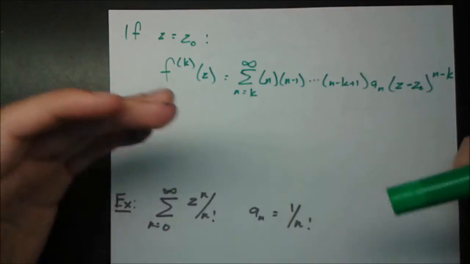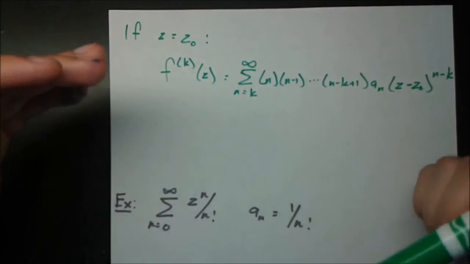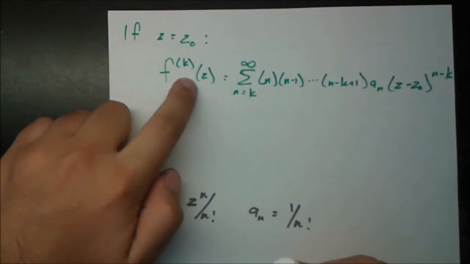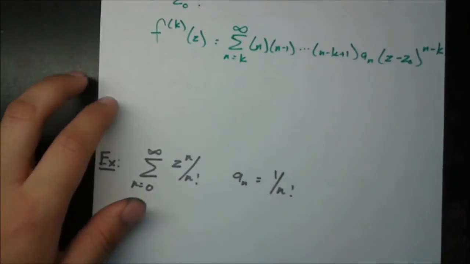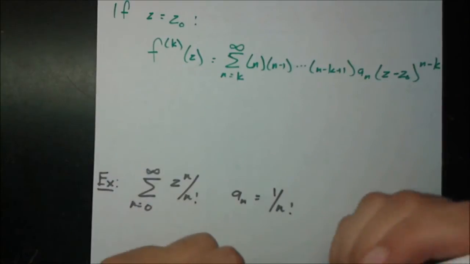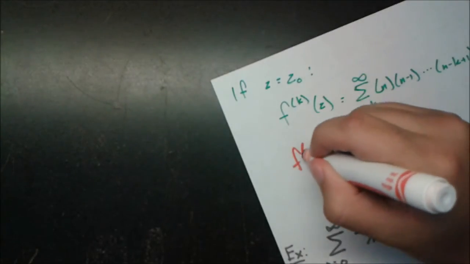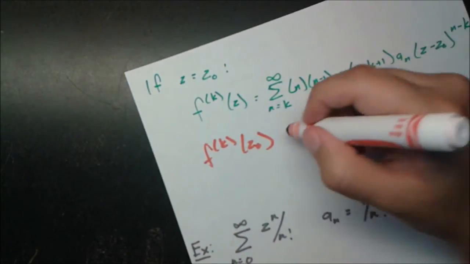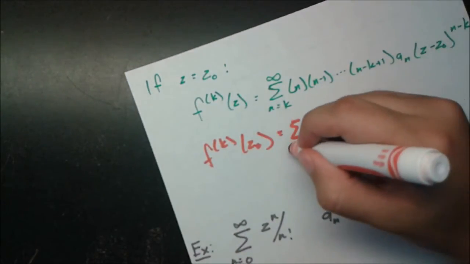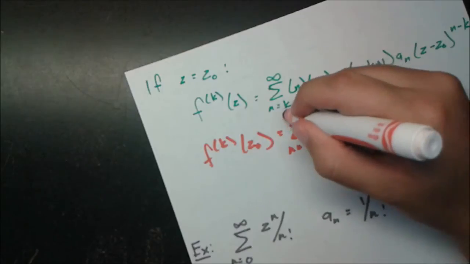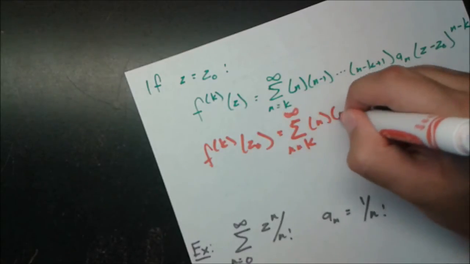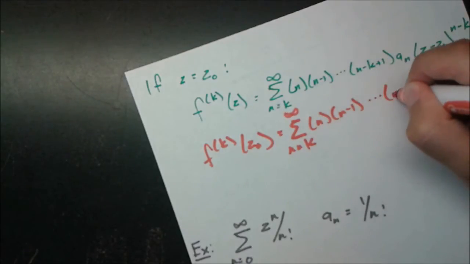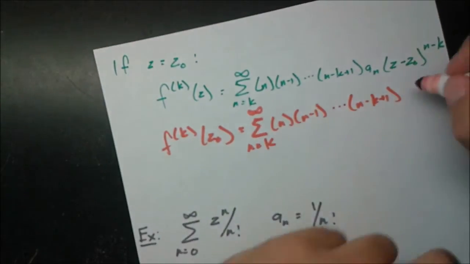So the last exercise here is that we'll be seeing what happens if we plug in z equals z naught into this thing. So I've written out the formula for the kth derivative again, and we're going to see what happens if we want the kth derivative at z naught. And remember, z naught is the center of the series. So let's see how this formula transforms. We have the sum from n equals k to infinity of n times n minus 1, goes all the way down, times a sub n.